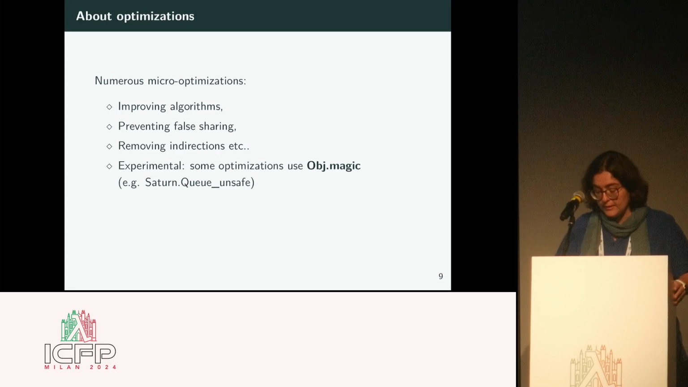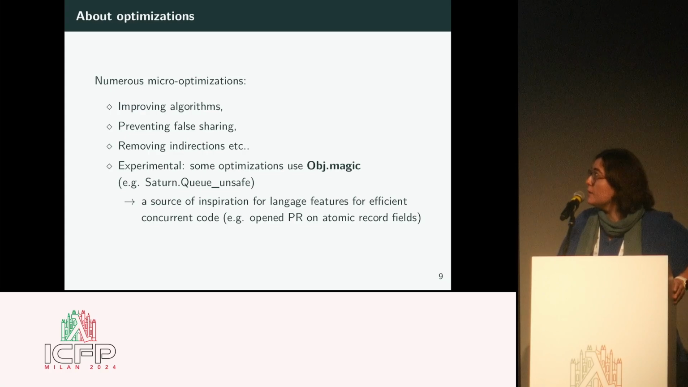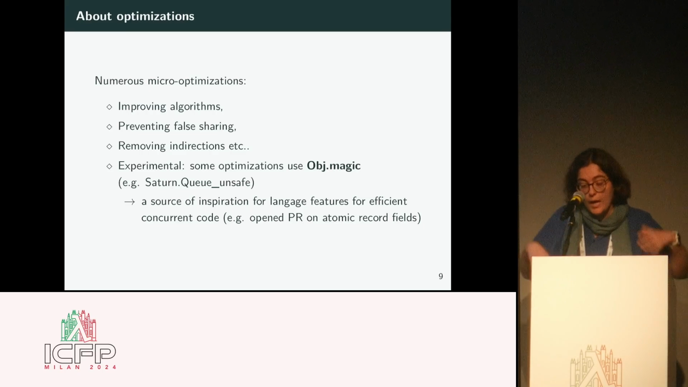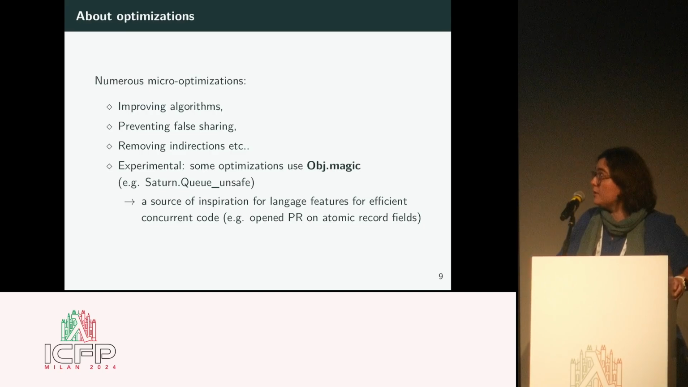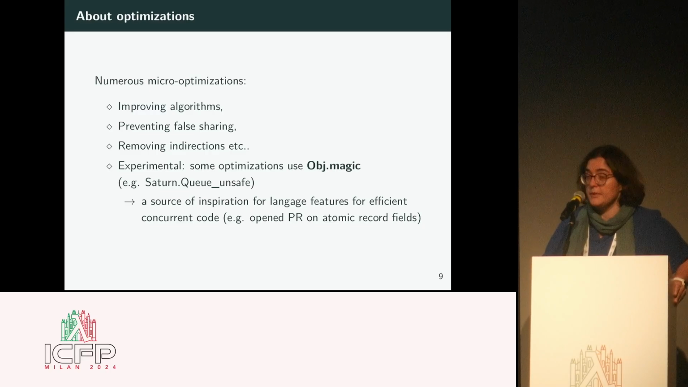Furthermore, this has also been a way to test if one specific optimization is actually improving something. And it has been a source of information for adding new language features in OCaml. So you have right now an open PR made by Clément to add atomic record fields in OCaml.